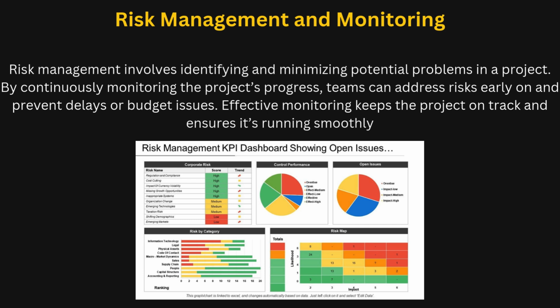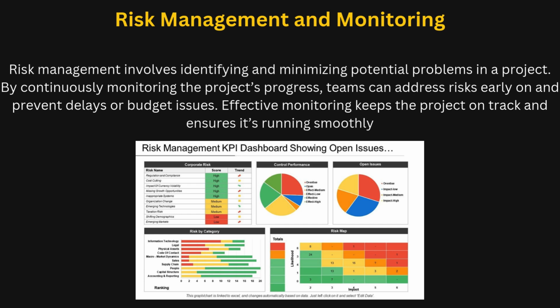Okay, so monitoring is the ongoing process of tracking the project's progress to ensure it stays on course. It involves regularly checking the performance against the project plan, identifying any issues early, and making necessary adjustments. Effective risk management and monitoring help to ensure the project is completed successfully, even when challenges arise.